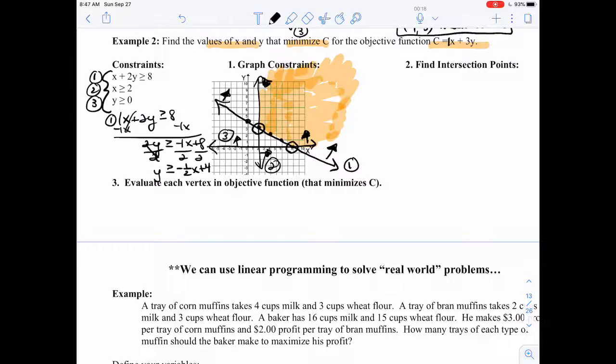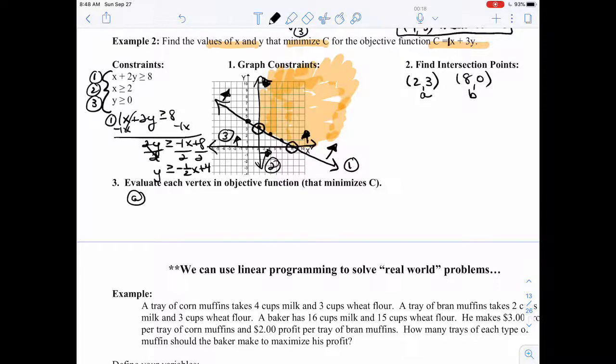In this example, (2, 3) is our intersection, as well as (8, 0). Again, we'll label these A and B. In our third step, we will evaluate these points.